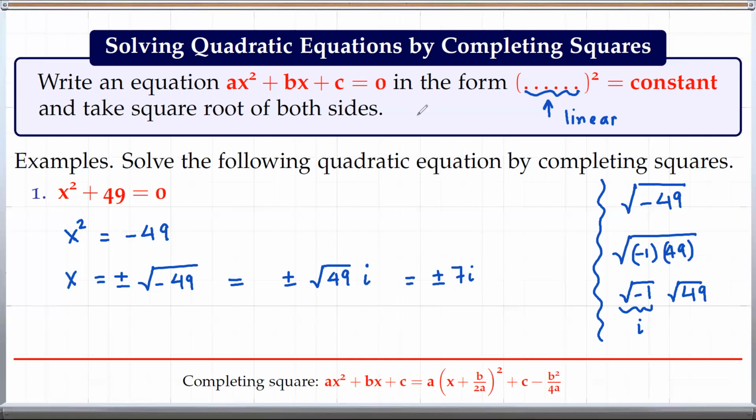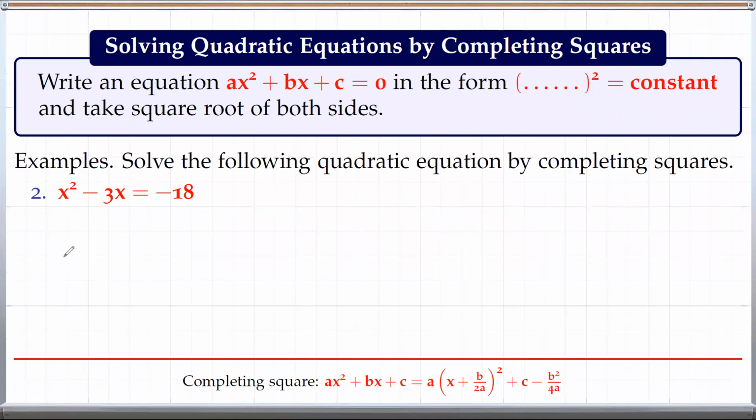Let's look at the next example now. Here we want to solve x squared minus 3x equals negative 18 by completing square. The first step is to identify a, b, c. For that, we want to write it in this format, ax squared plus bx plus c. So it will look like x squared minus 3x plus 18 equals 0 if you add 18 to both sides. From here, we see that a is 1, the coefficient of x squared, b is negative 3, the coefficient of x, and c is 18.